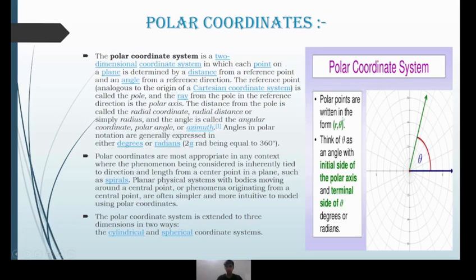Polar points are written in the form of r, theta. Think of theta as the angle between the initial side, the polar axis, and the terminal side, measured from 0 degrees, with theta in degrees or radians. This is the representation of polar coordinate systems.